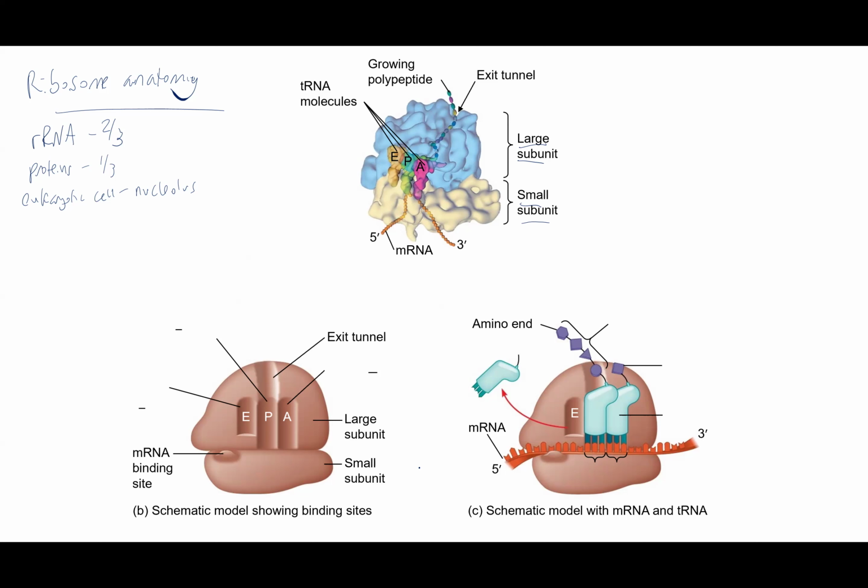So again, these two subunits come together when it's binding, and you'll see we have three different sites here. We have the P site, which stands for peptidyl tRNA. This is where the polypeptide is going to be as it is being built. It's in the P site.